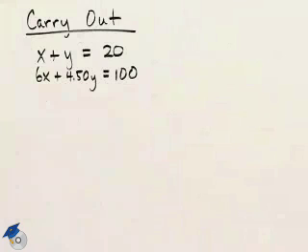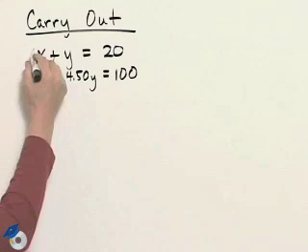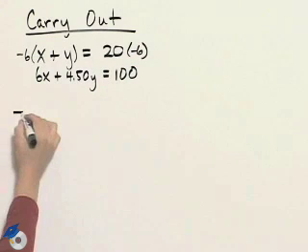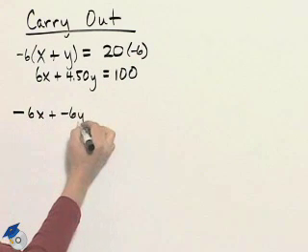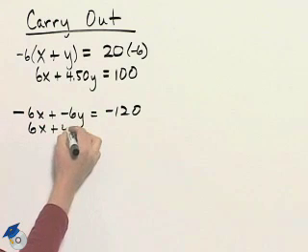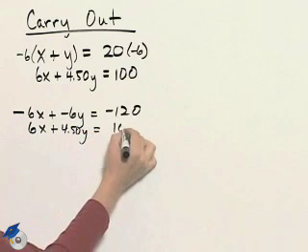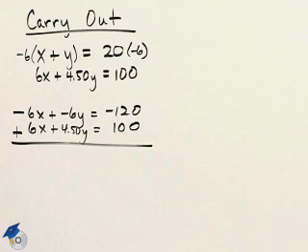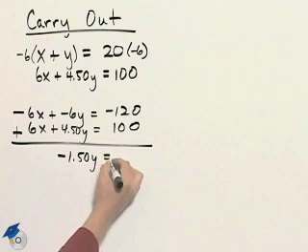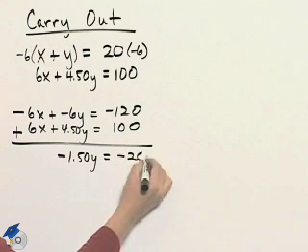We can solve this system now using the addition method. I will multiply the top equation by -6, so that gives us -6x plus -6y equal to -120. The bottom equation remains as it is written. I can add these two equations together. -6x plus 6x is 0, so the x's are eliminated. -6y plus 4.50y is -1.50 times y, and that is equal to -20.